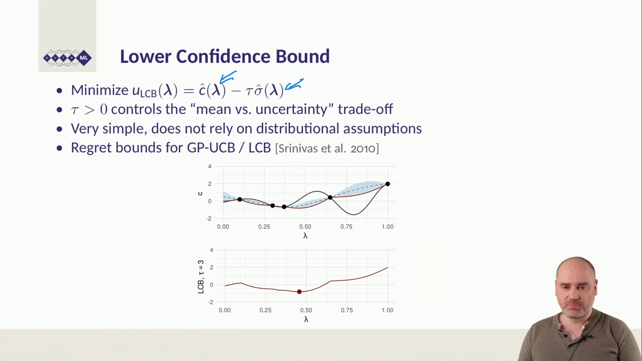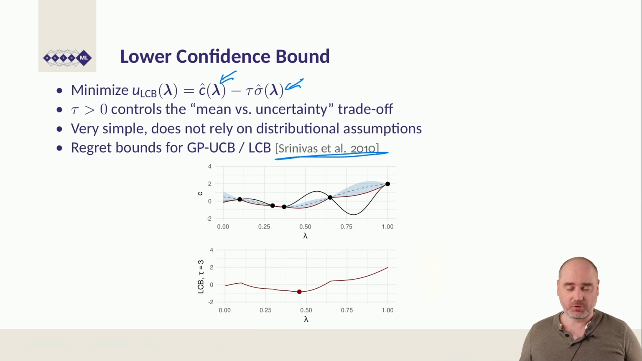And this is a very simple acquisition function. This also doesn't really rely on distributional assumptions. There are also some nice regret bounds for Gaussian process-based things together with upper confidence bound or lower confidence bound types of acquisitions. You can also do this in bandit settings. And if you want to look into the underlying theory, I've given you a reference here.